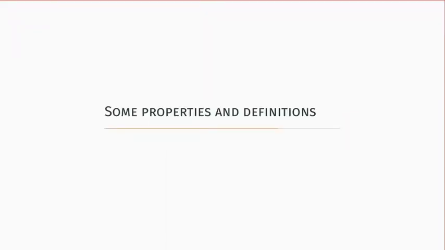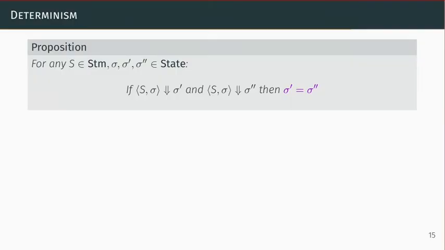Okay, now that we have seen all the rules, let's study some of the properties. The first one we are going to see is determinism. It's very similar to its counterpart in the language of arithmetic expressions. So if we start from a statement and an initial state sigma, and we obtain sigma prime on the one hand, but on the other hand we also have another derivation with the same statement, the same initial state, but a sigma second as a final state, then the proposition says that both final states must be equal. In other words, if we fix the statement and the initial state, if there exists a final state, then that final state is unique. I mean, there's only one final state.